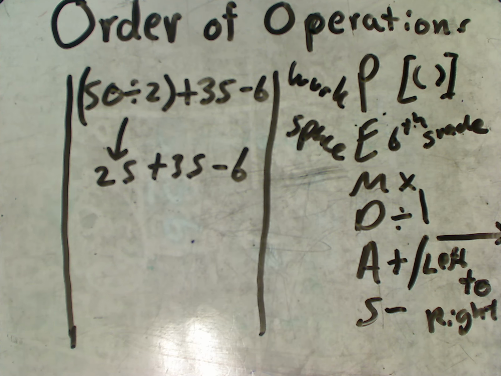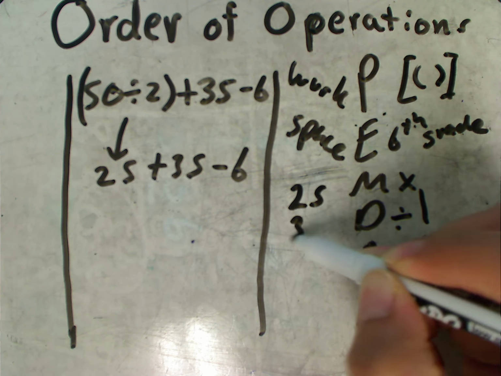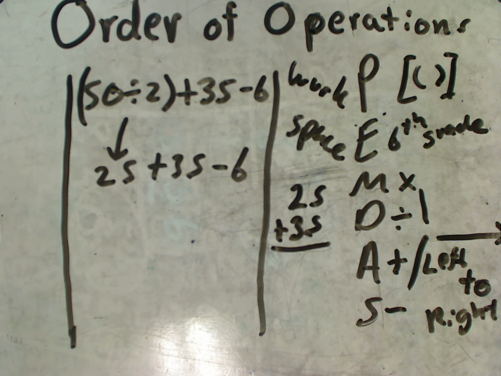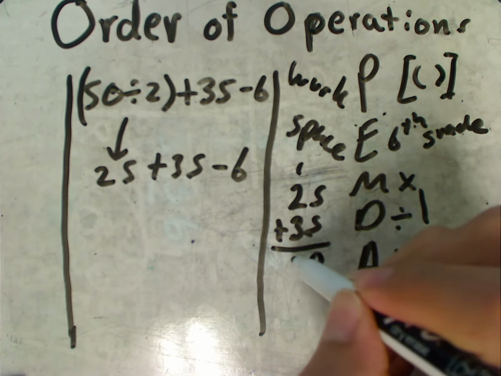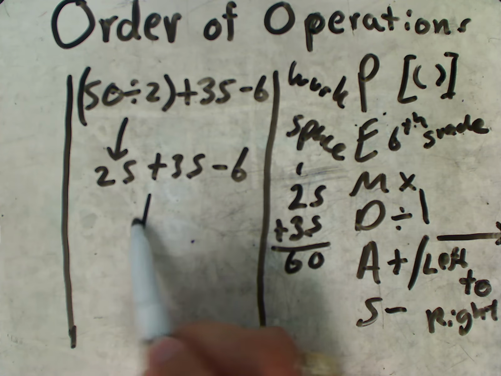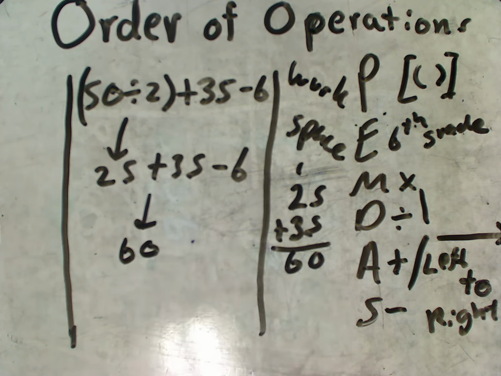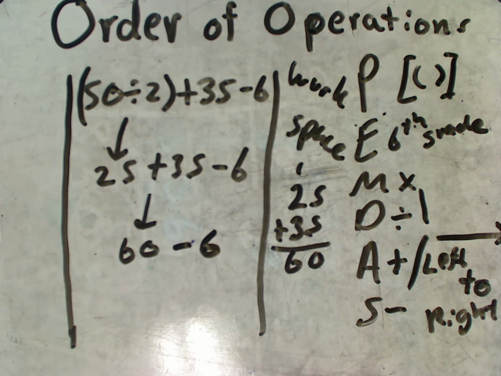Now, let's say I don't know what 25 plus 35 is off the top of my head. So this is where my workspace comes in. I'm going to line up my place values and add these two. 5 plus 5 will give me 10. 3 plus 2 plus 1 will give me 60. So the only thing I have to do here is put my answers to my operations. It keeps me neat. It keeps me organized. That way I know what numbers over here I'm using.